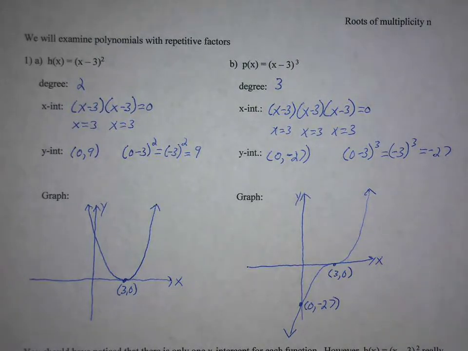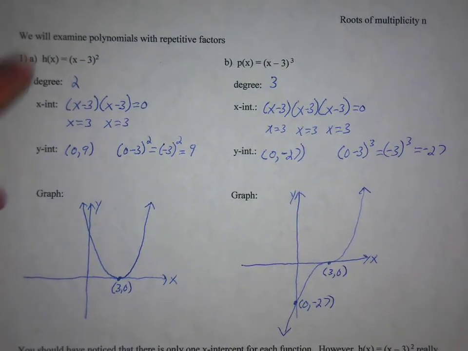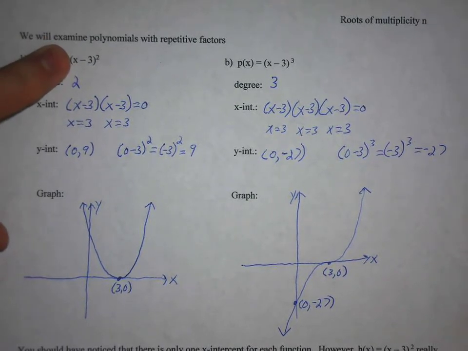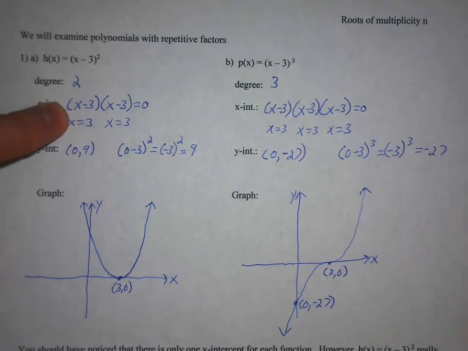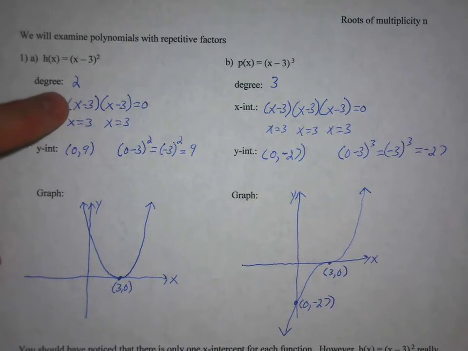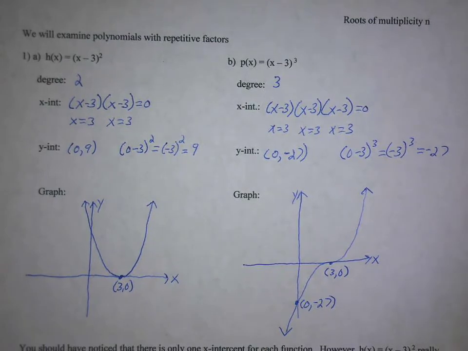So looking at roots of multiplicity n, you should be able to do these first few examples without too much trouble. So I would pause the video and try these two. And you'll notice that the first one in part A is degree 2. The basic idea there is if you take x minus 3 and square it, remember that would mean x minus 3 times x minus 3. So if you were to FOIL that out or distribute and multiply it out, you'd have x squared minus 6x plus 9, which is the degree 2 polynomial.